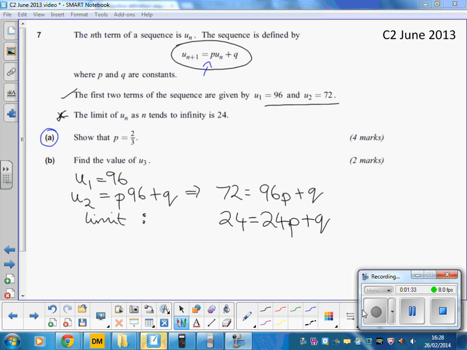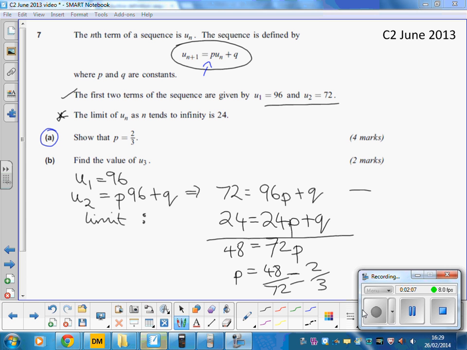So that means I can write that 24 is 24P plus Q. I now have my simultaneous equations, which I can solve. In this case, I've got Q and Q, so I'm going to subtract them. If I subtract my two simultaneous equations, I get 48 is 72P. So that means P is 48 divided by 72, which is 2/3, as we required.